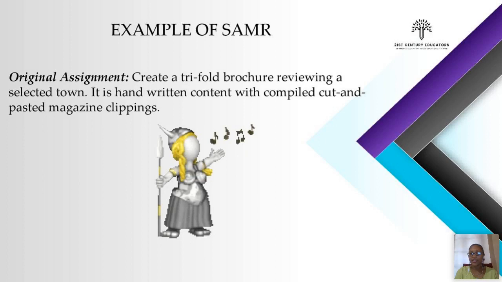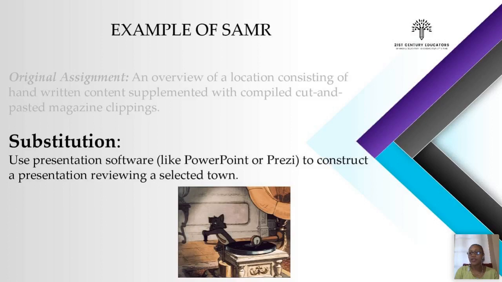Right, so good. So Elan says use Publisher to create a brochure. Nyan says students can use Microsoft Publisher, right? Word, yes. Excellent. Right, Anika, Word or Publisher, you're correct. So for substitution, we can use any presentation software. It could be Word, could be PowerPoint, Prezi, to construct a presentation reviewing a selected town. But remember, for substitution, all you did was exactly that. You substituted the original assignment, but it actually did not have any functional change. So whether the students wrote it out or they typed it out, it would not have had any functional change.